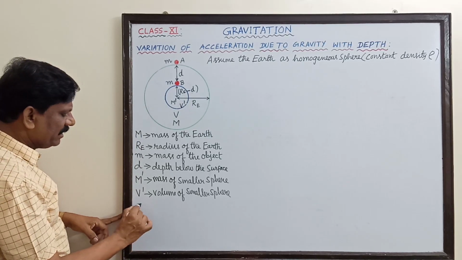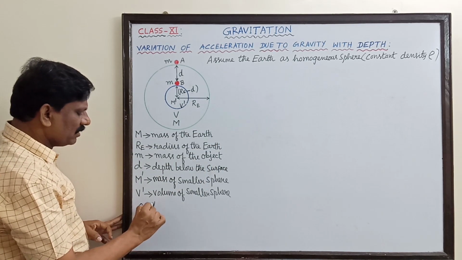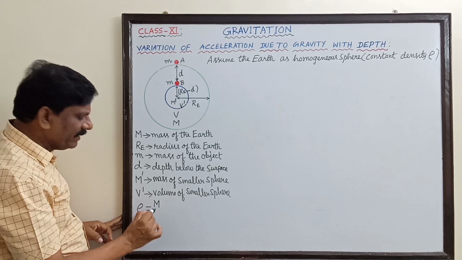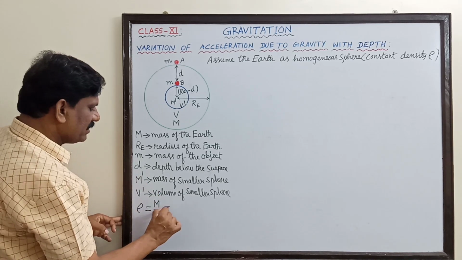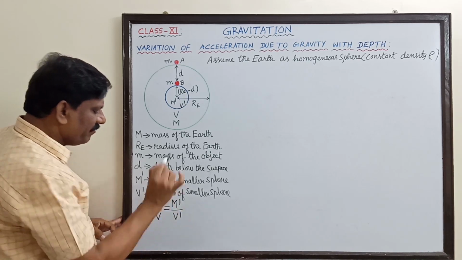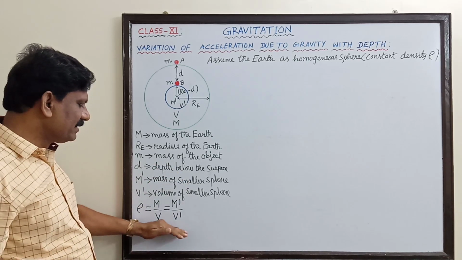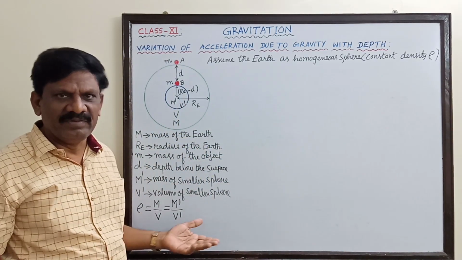Now the density rho is constant. So this is the mass of the entire earth M divided by the volume of the entire earth, or this must also be equal to M dash divided by V dash. So this is our assumption here. After this we will go to the derivation.